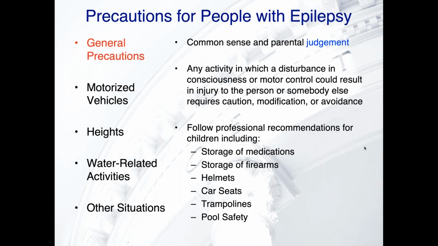Now, we have to exercise our own judgment every day, but this is one really important way in which we have to do this for patients with epilepsy. There are certain recommendations that are also just good overall things to remember for children, which I just wanted to call out, which include the storage of medications, the storage of firearms, appropriate helmet use, car seats, trampolines, and pool safety. And I mention these because of the time of the year that we're in. People are spending a lot more time outside and in leisure activities where they are at risk for hurting themselves if they're not following good general safety precautions.